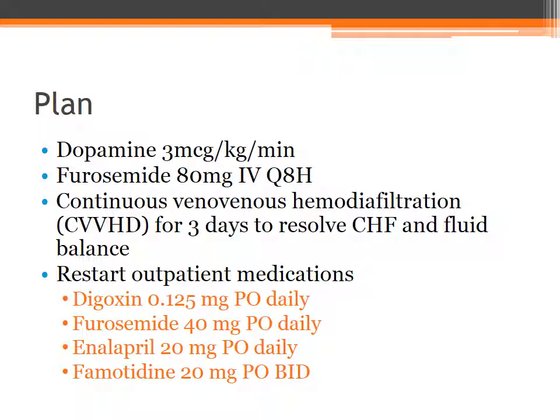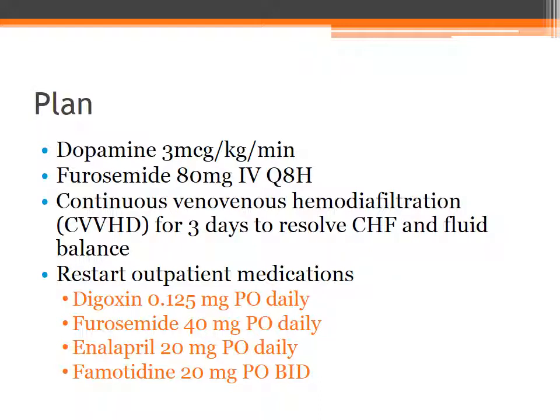So what is our plan? After diagnosing the patient with ATN, he was administered a renal dose of dopamine and furosemide IV. It's important to consider the renal dose because of the acute renal injury. You don't want to give a normal dose. You want to give a dose that's adjusted based on his renal function and his GFR.